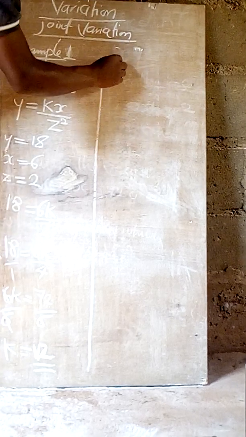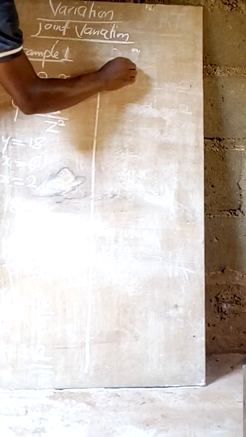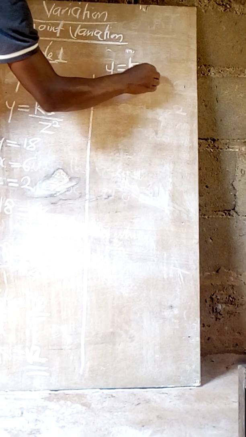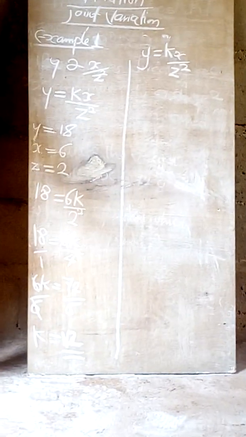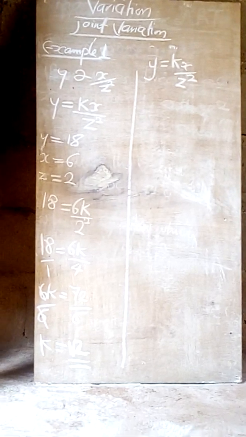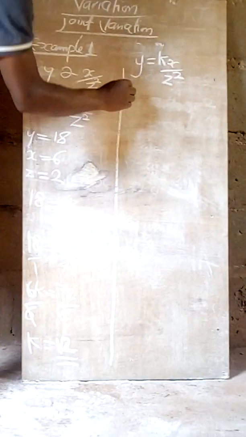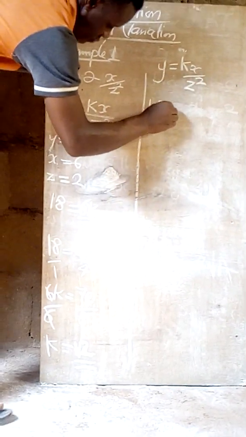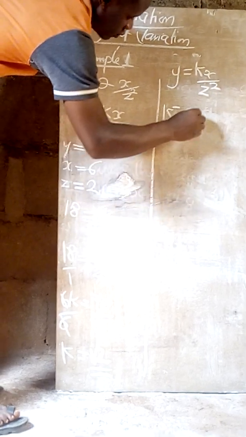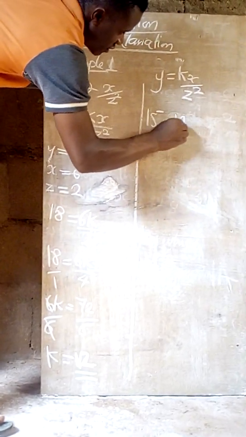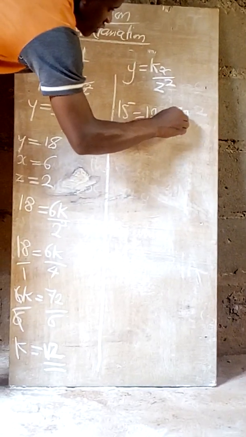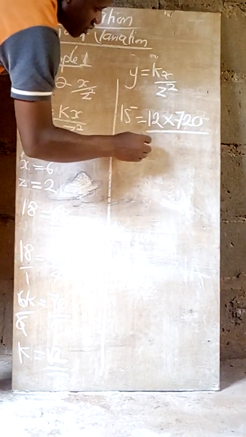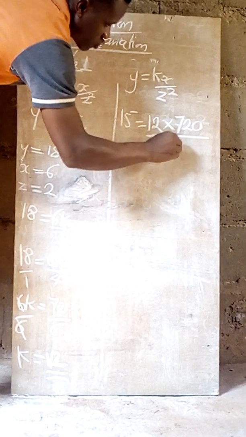First of all, you bring down your formula, right? y equals k x over z squared, right? Yes. Now what's y in the question? y is 15. So 15 equals 12 times x, what's x? 720, all over z squared, right? Yes.